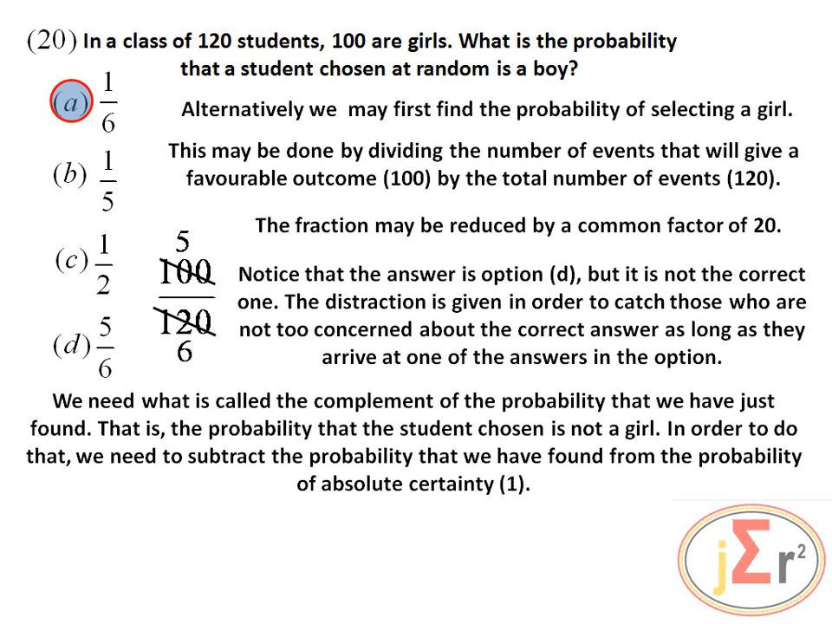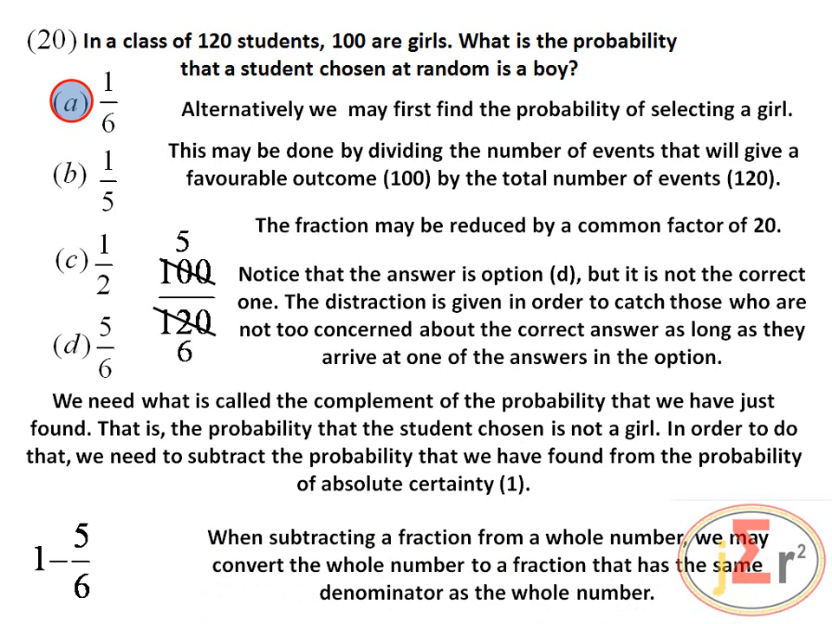The sum of a probability and its complement is equal to 1. Therefore, in order to find the probability of selecting a boy, if we have the probability of selecting a girl, we will subtract that figure from 1. 1 represents the total probability. That is, the probability that the student chosen is not a girl. In order to do that, we need to subtract the probability that we have found from the probability of absolute certainty, which is 1. So we have 1 minus 5/6.